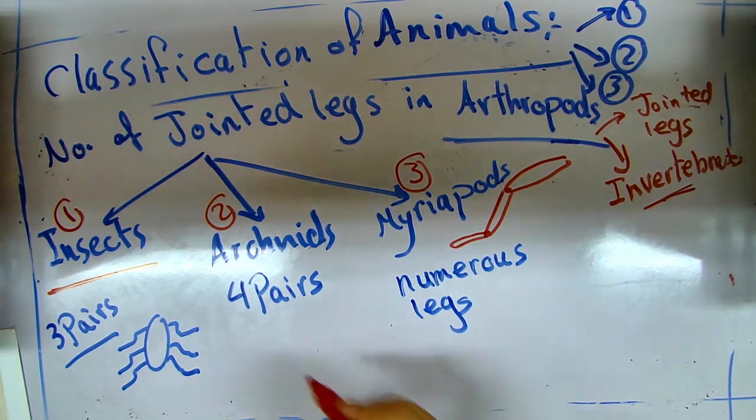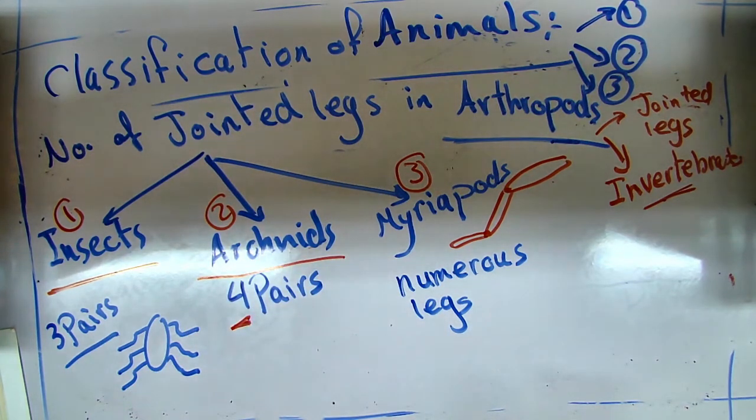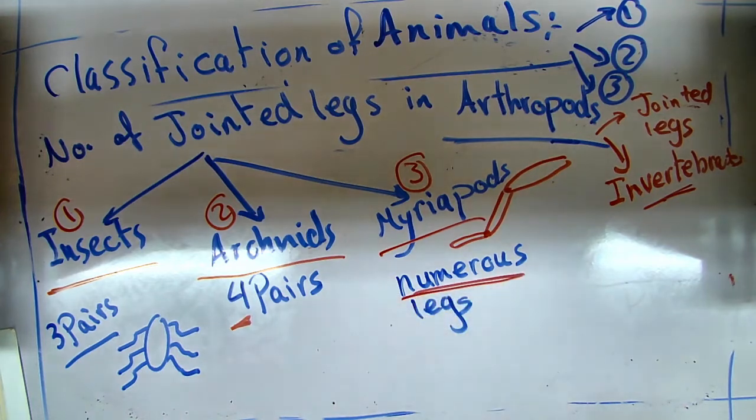Arachnids, they have four pairs of jointed legs, like spider and scorpion. Myriapods, they have numerous legs, many legs, like scolopendra and gyrus.